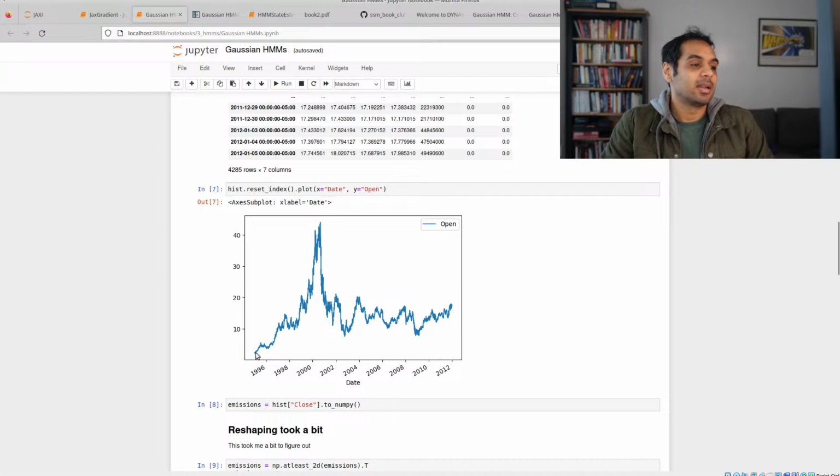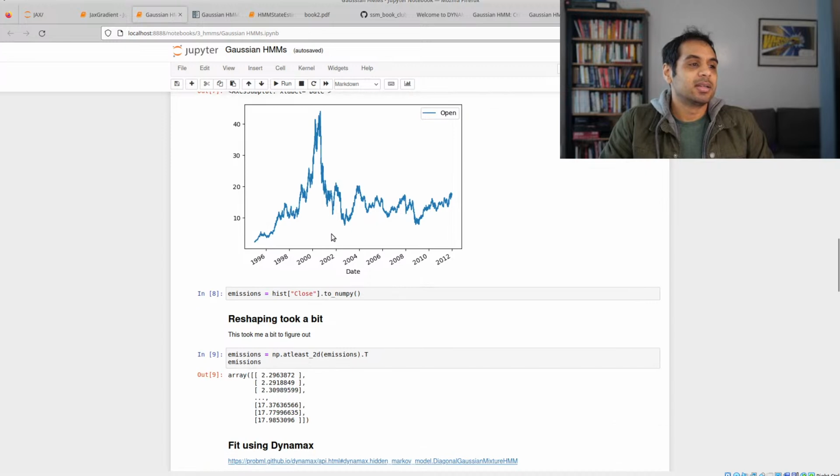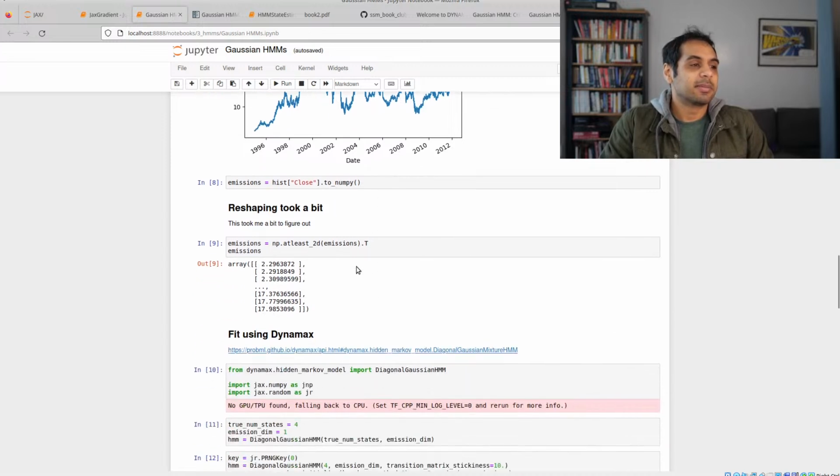Looks like it was low. We have the original tech stock run up and the web bubble in the 2000s, and then it drops, and then it becomes stable again. And then the rest of this is now just Dynamax.